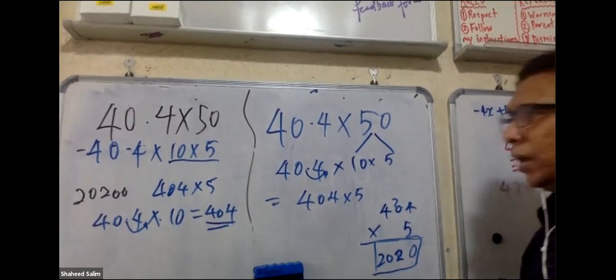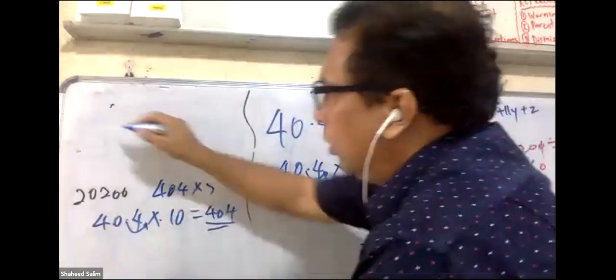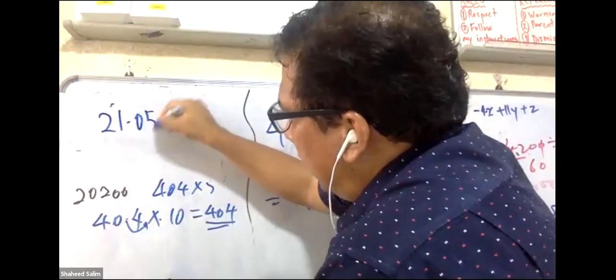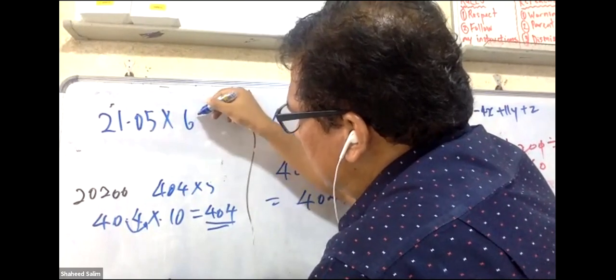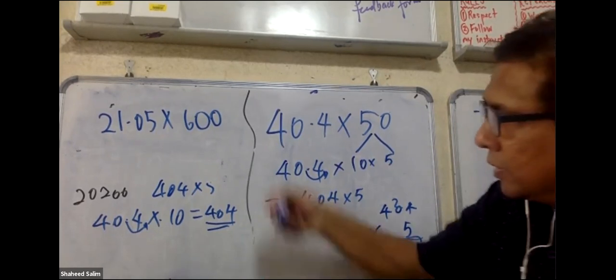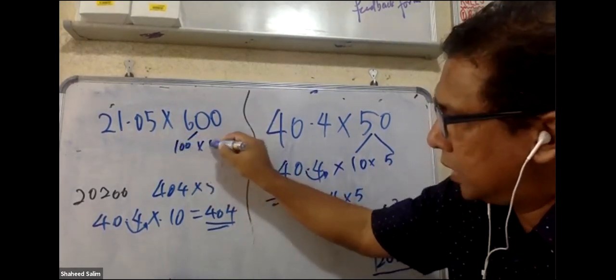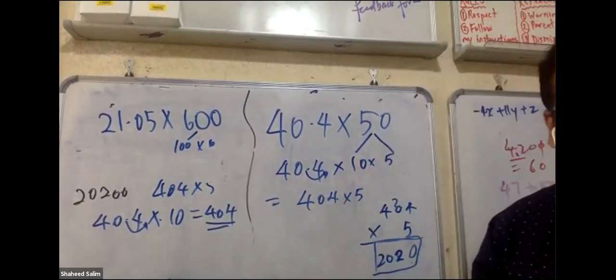Okay, so we have to give you another one because you don't seem to be sure. So we try now. 21.05 times 600. My suggestion is break this first. 200 times 6. It's easier for you. Or you want to do straight, up to you.